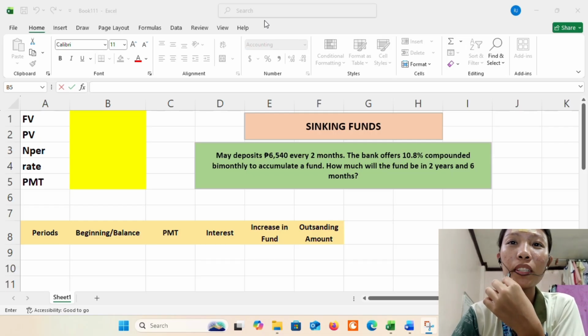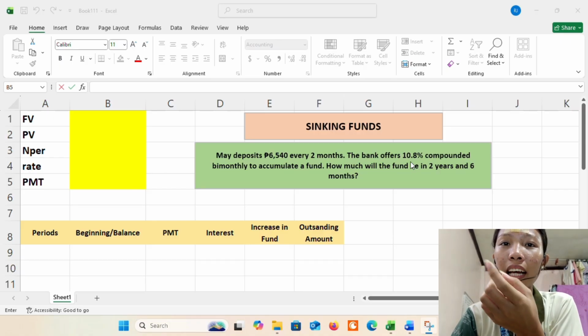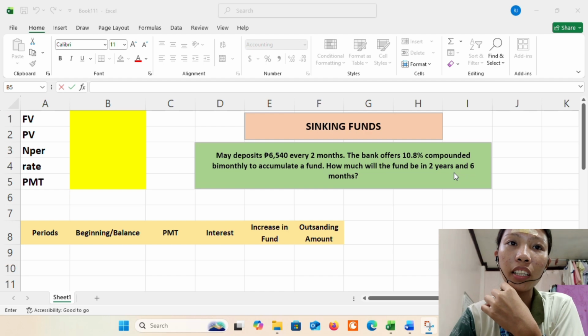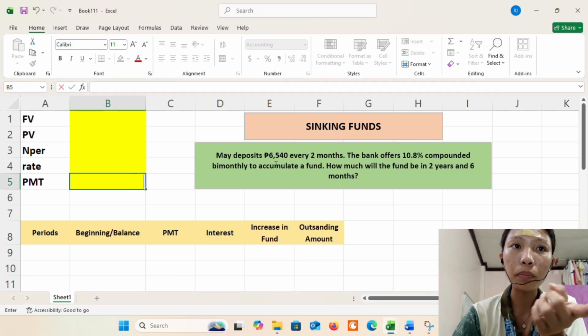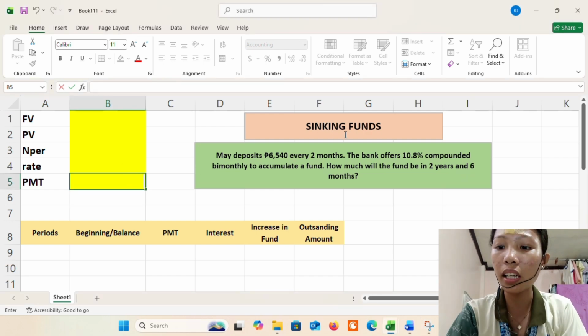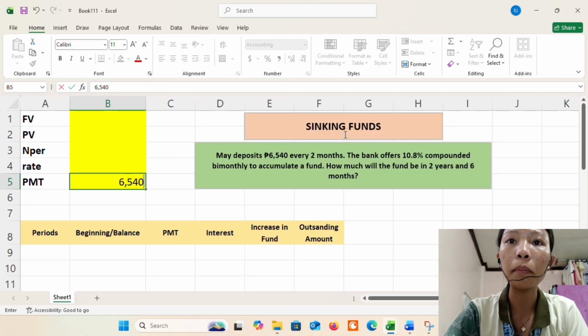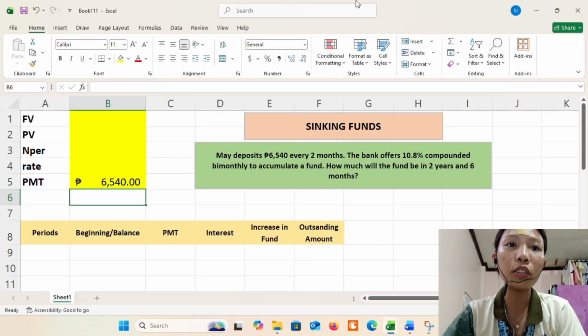So here in our problem, 6,540 pesos is our PMT. And our nominal rate is 10.8%. Our conversion period, which is bi-monthly, is 6. And our term is 2 years and 6 months, equivalent to 2.5 years. So here, we're gonna input our PMT, which is 6,540 pesos. And next, we're gonna solve for the rate.